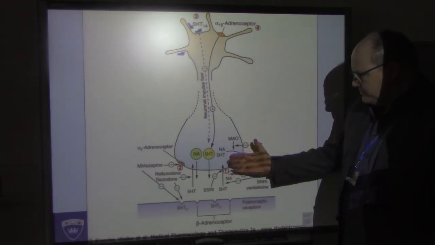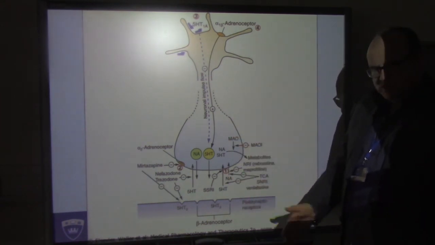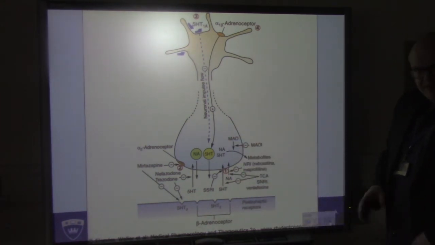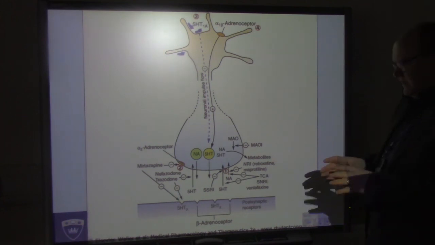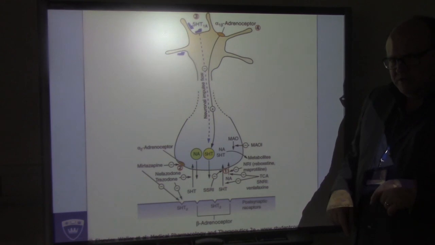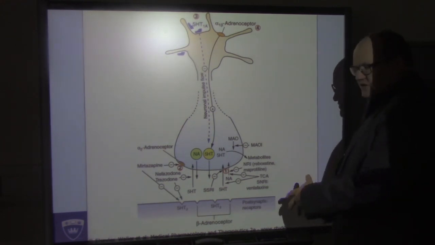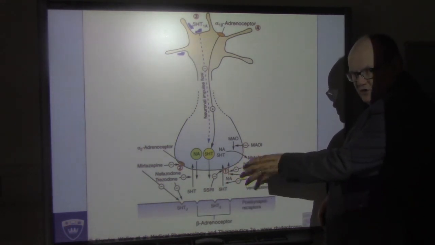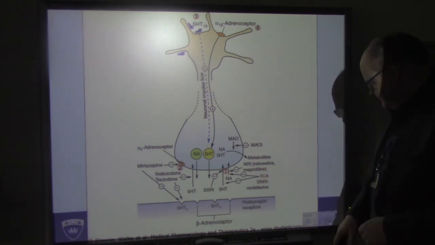And there are also uptake mechanisms for serotonin and noradrenaline. And because we know that, there are various compounds indicated on this slide that we're going to come back to that allow you to manipulate the noradrenergic and or the serotonergic synapse.